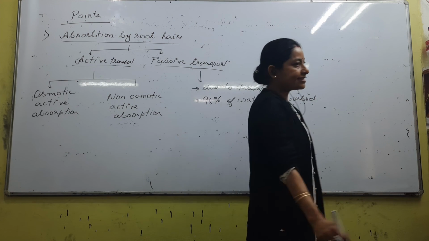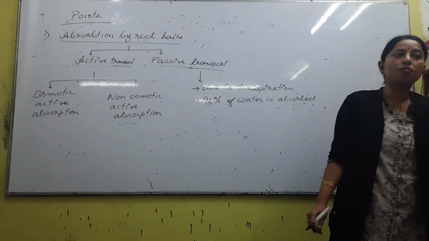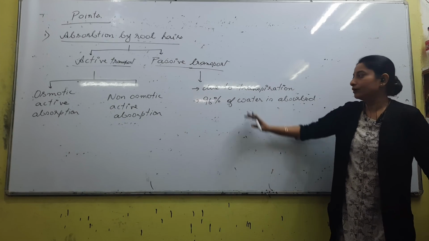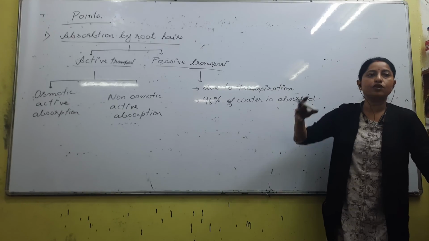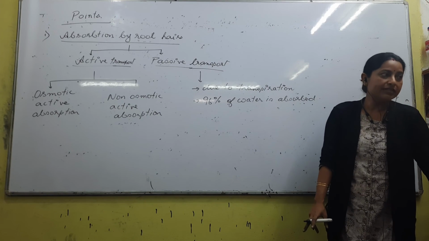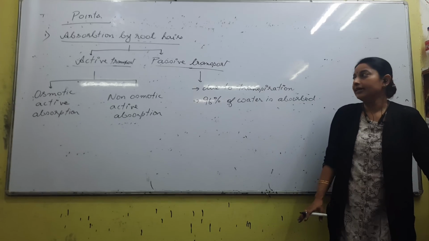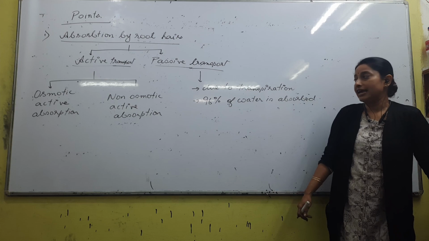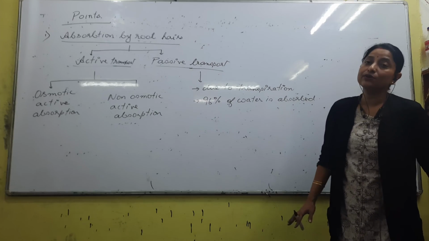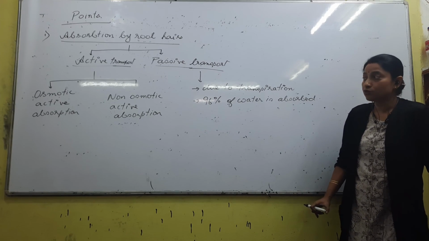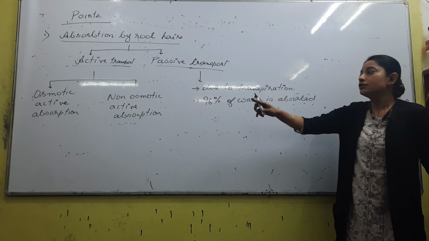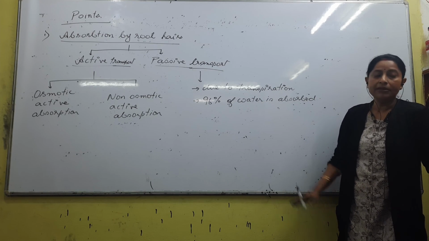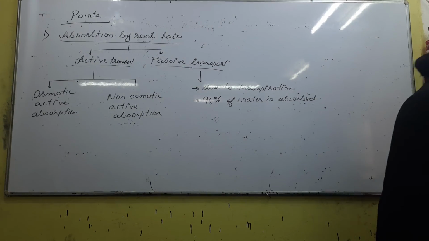So, if you are talking about active process and passive process, most commonly it is obviously the passive process, because we have seen 96% of water absorption is because of a passive process, or because of transpiration, right. But on the other hand, if you are talking about active transport, two words are associated: osmotic active or non-osmotic active. So we are going to write certain words about them.